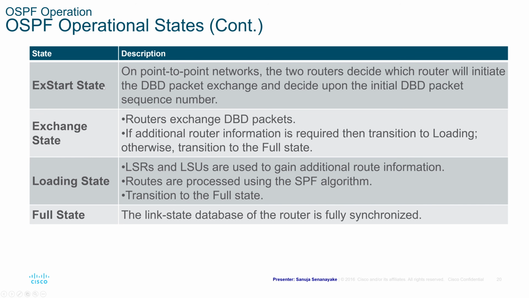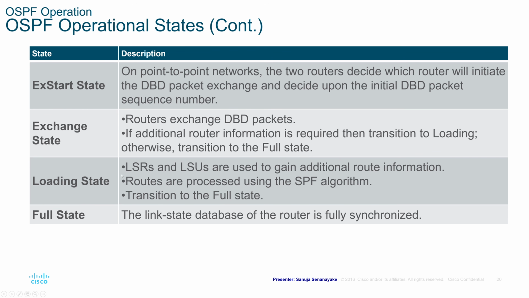In the ExStart state, on point-to-point networks, the two routers decide which router will initiate the DBD packet exchange and decide upon the initial DBD packet sequence number. Exchange state. Routers exchange DBD packets. If additional router information is required, then transition into loading, otherwise transition into full state.